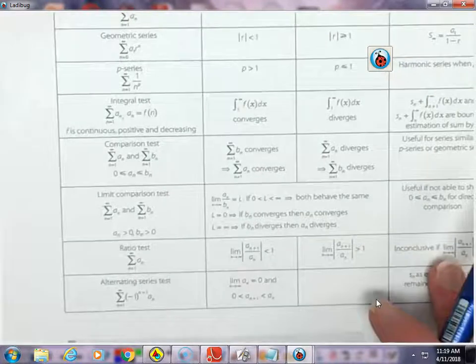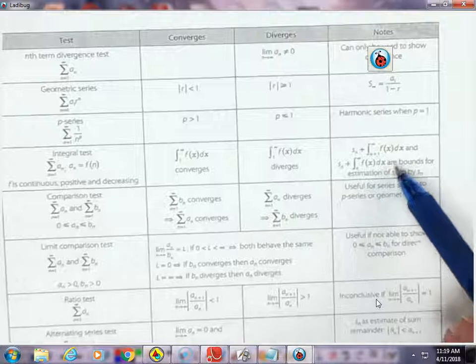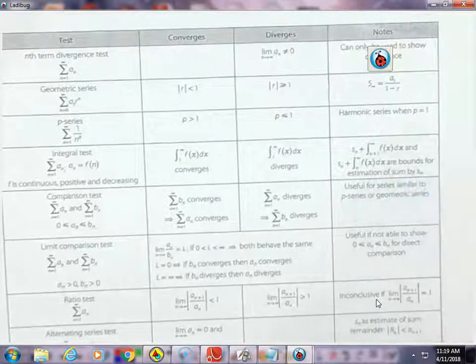Okay. Oh, integral test, I should have mentioned. You do need to look at this. This can give you the lower and upper bounds for that. Okay, so don't forget about that.